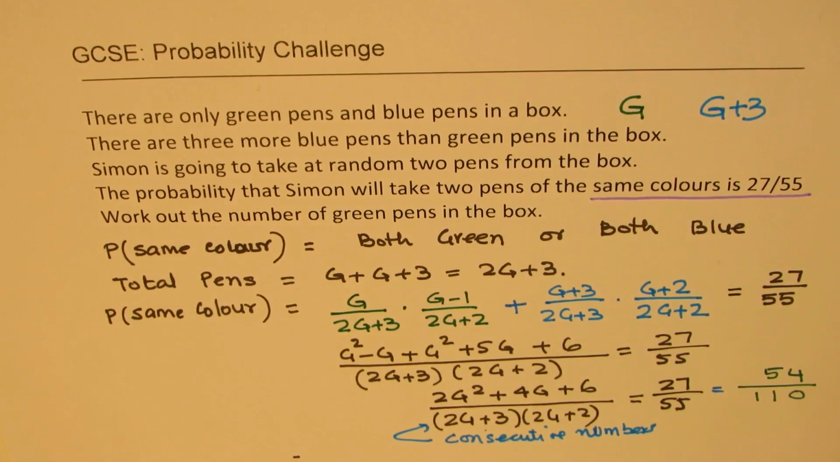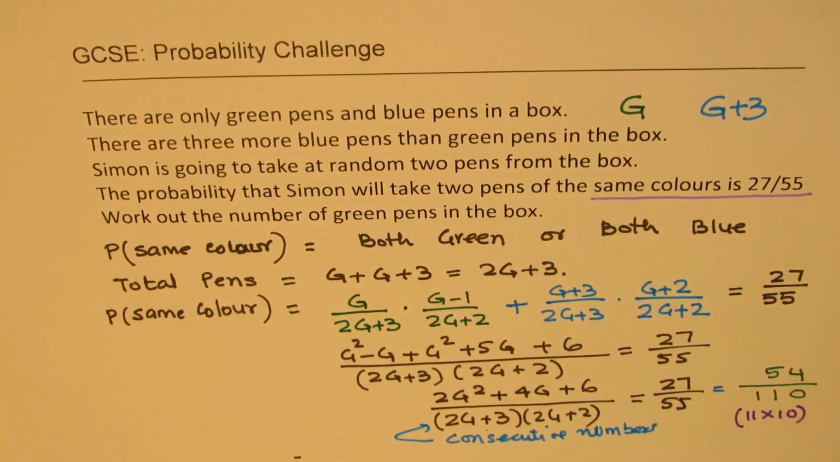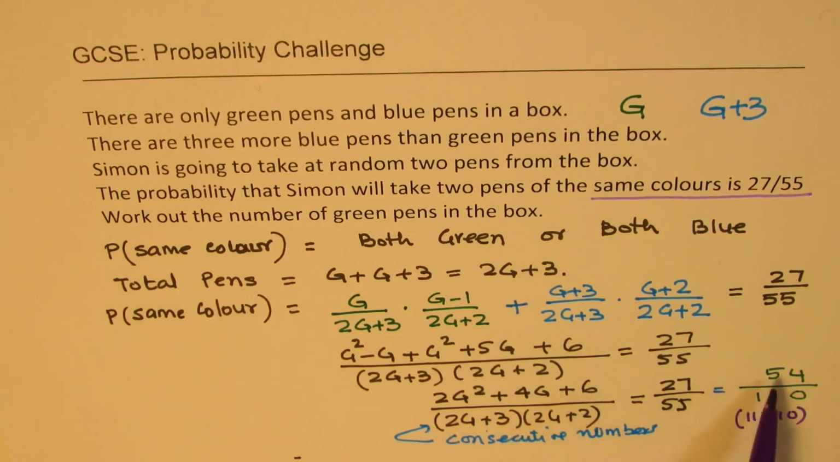Now, I could write 110 as 11 times 10, do you see that? So that really means that 2g plus 3 could be 11 and 2g plus 2 will be 10. I have to check if the numerator gives me 54 or not, right? So let's check it out.